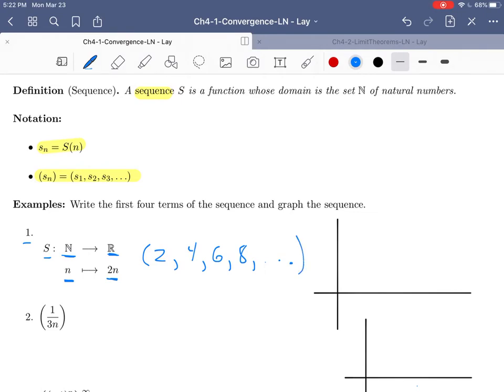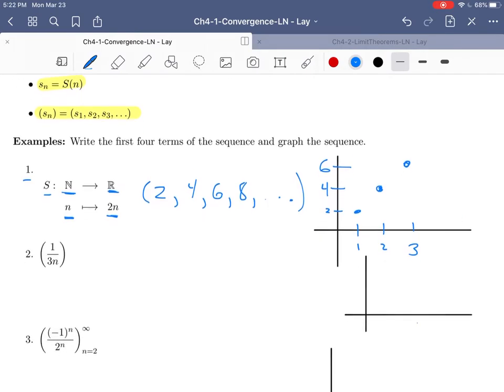In terms of a graph, 1 is associated with 2. 2 is associated with 4. 3 is associated with 6. Right? And so that would continue on.